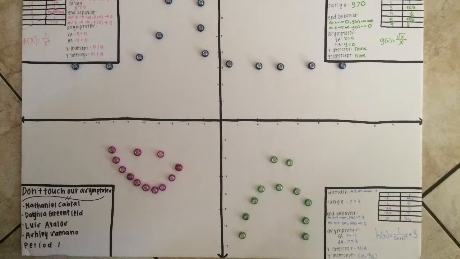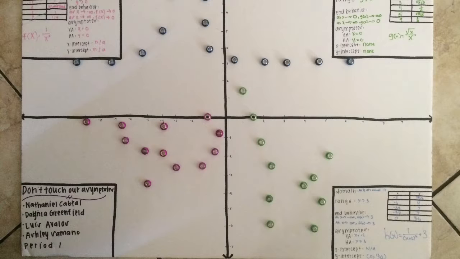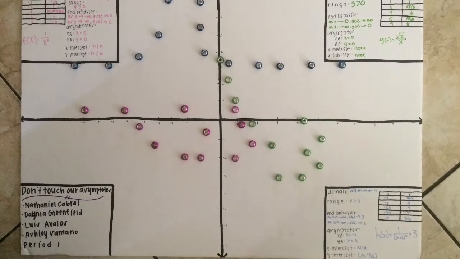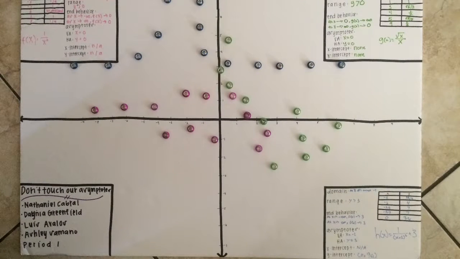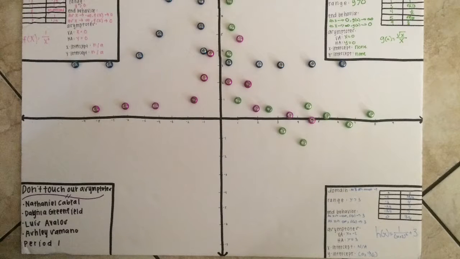The graph looks like a parent graph except move 2 units left and 3 units up. Similar to parabolas, the graphs will either face upwards or downwards. And if you combine the graphs together into one graph, you get this abomination.